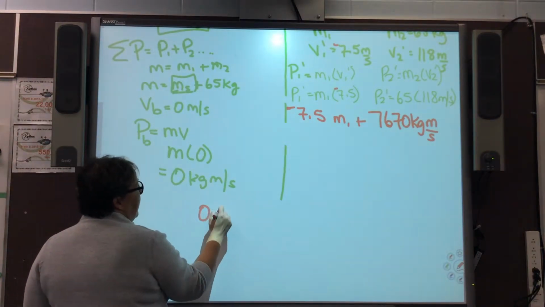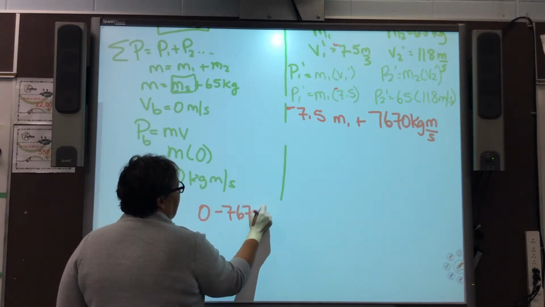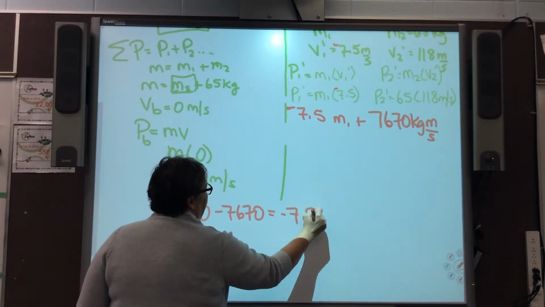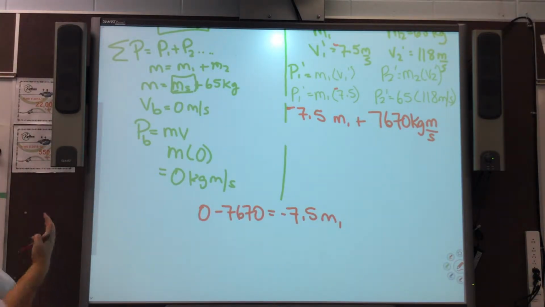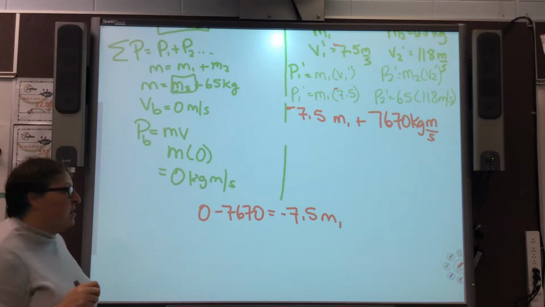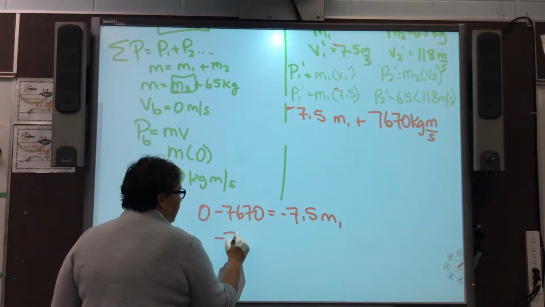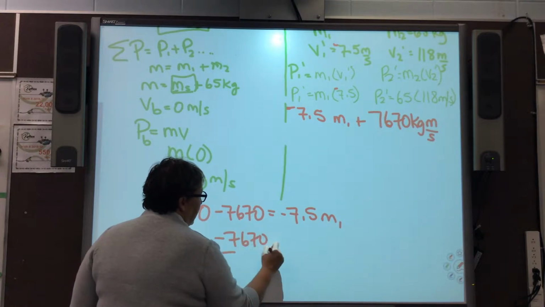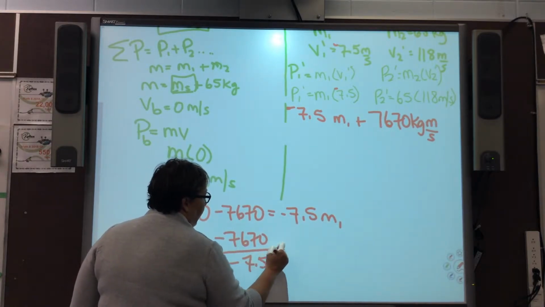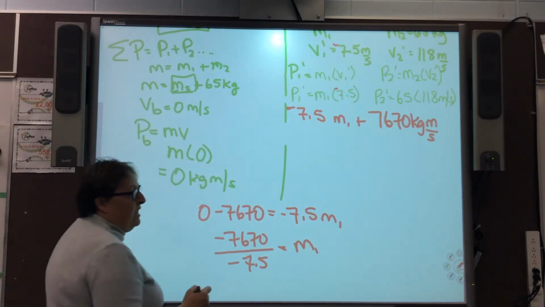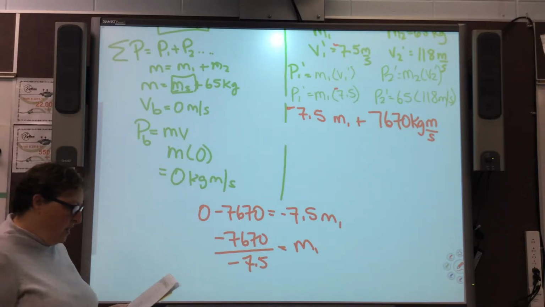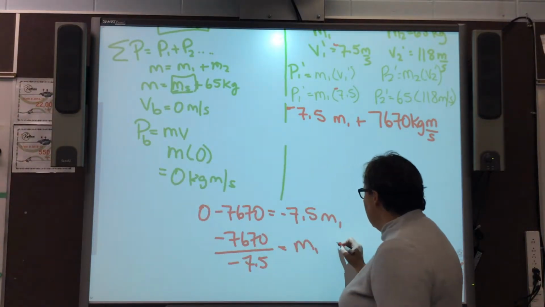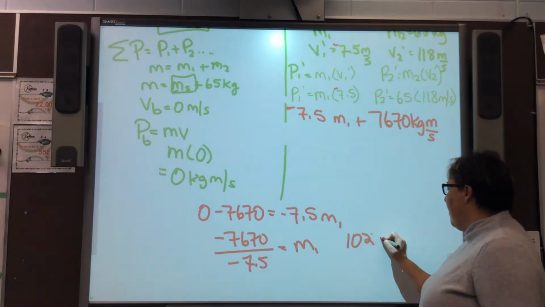So here we have before, we got to bring over everything. So we have 0 minus 7670 is equal to negative 7.5 mass 1. Because we're isolating, we put all of our knowns on one side and we leave what we're looking for on the other side. So we have negative 7670 divided by negative 7.5 is going to be the mass of our satellite. And we get what? 1.0 times 10 to the 3, 1,022.6.